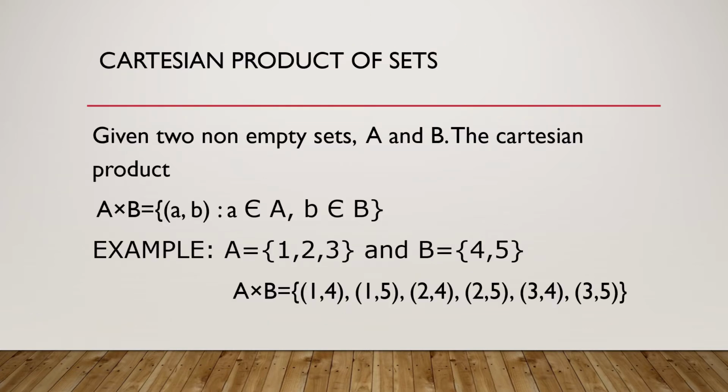Now, Cartesian product of the sets. If we are having two non-empty sets A and B, then the Cartesian product of the sets, A cross B, will be the ordered pairs (a, b) such that a belongs to set A and b belongs to set B. Example: A equals {1, 2, 3}, B equals {4, 5}. Then A cross B will be {(1, 4), (1, 5), (2, 4), (2, 5), (3, 4), (3, 5)}.